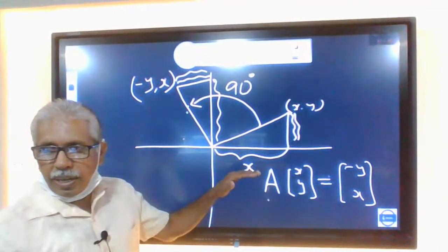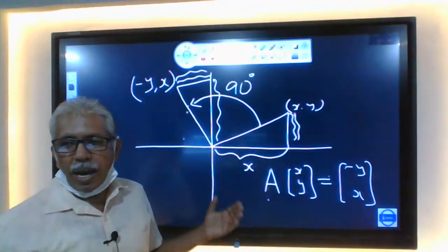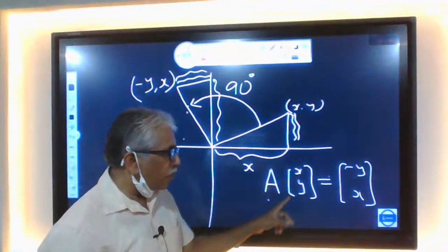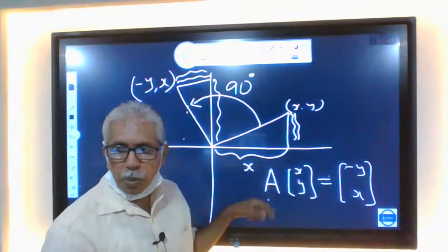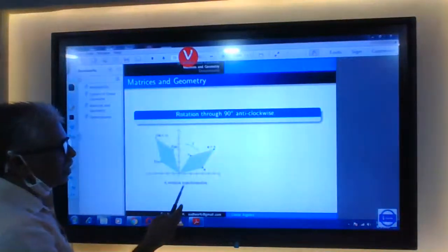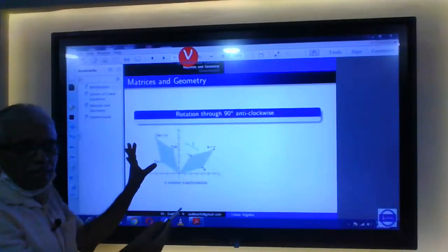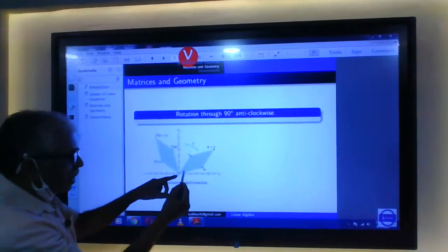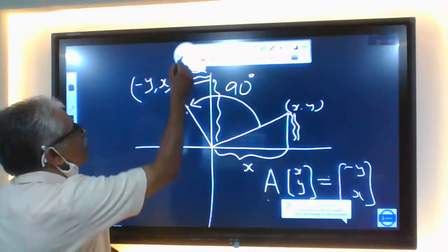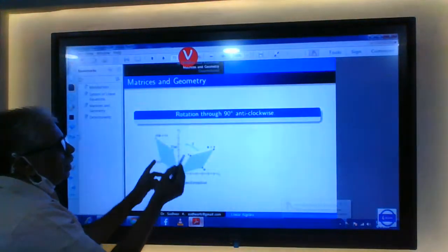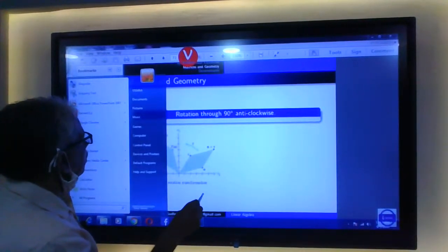Okay, a matrix will be capable of a rotation through 90 degrees anti-clockwise, and that matrix should satisfy what equation? A(x, y) equal to (-y, x). A should be a 2 by 2 matrix. Let us see what the matrix is. So this is what you get. You get one parallelogram being converted to another parallelogram, the edges are rotated through 90 degrees anti-clockwise. You will get another parallelogram of the same type.